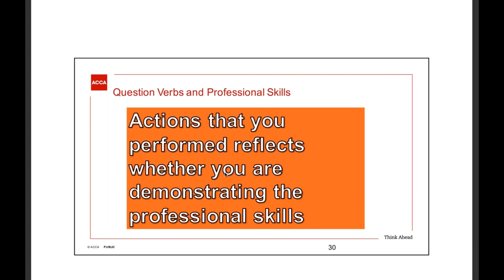Okay, so what's the connection between these two? Actions that you perform reflect whether you are demonstrating the professional skill. This is why you have to actually know the question verbs. Indirectly, the question verbs direct you towards fulfilling the demand of your professional skills. And I would say the most difficult that students face is to demonstrate the skepticism skills just now.